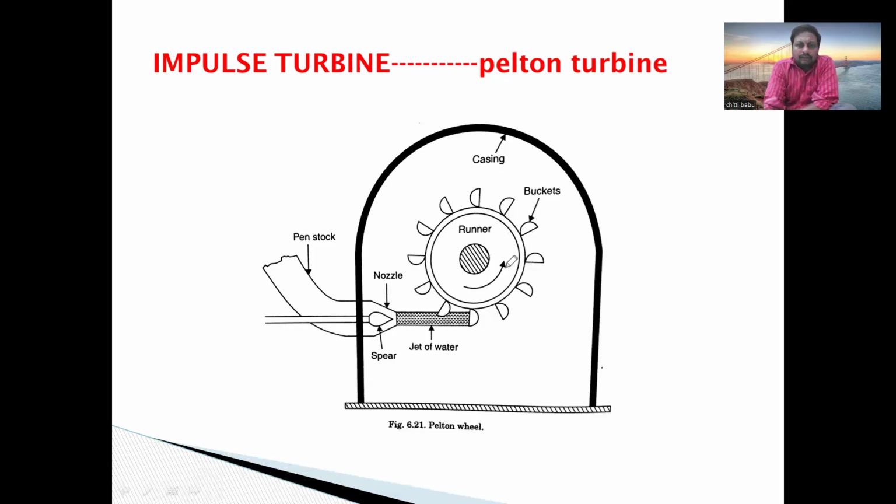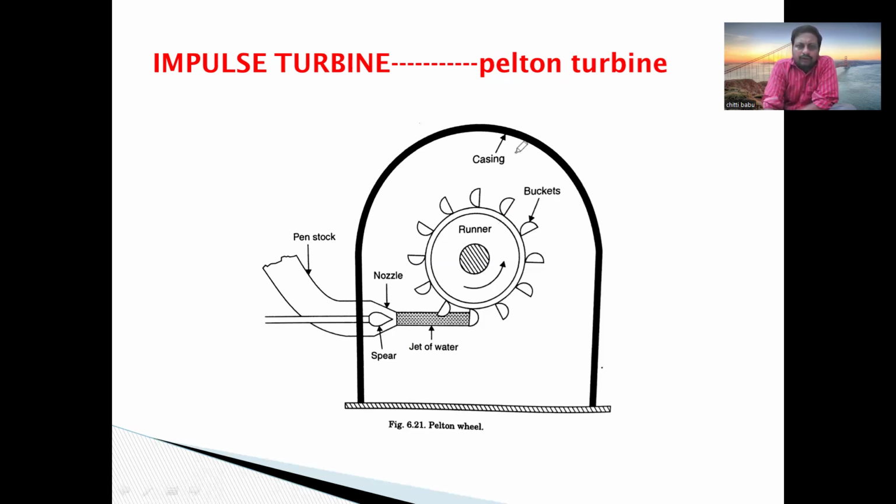Here the turbine shaft is directly coupled with this runner, so that the mechanical energy can be converted into electrical energy by using a generator. This generator will be coupled with the turbine shaft, that is, the runner. The mechanical energy is the input to the generator, and the output is electrical energy.